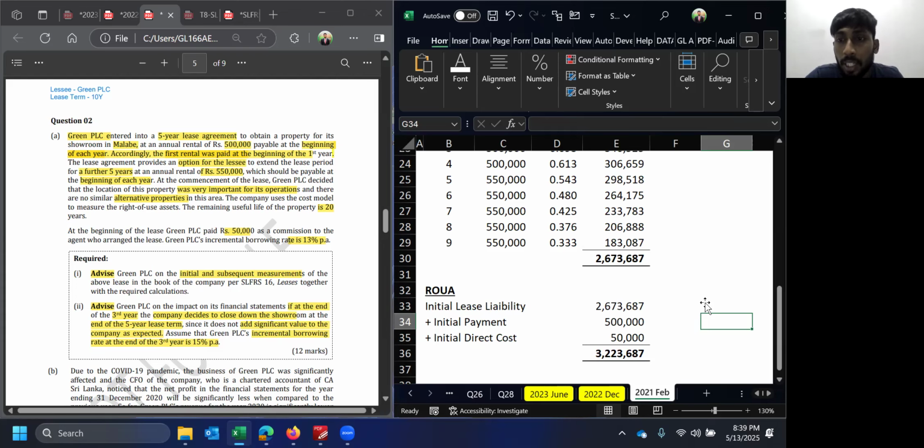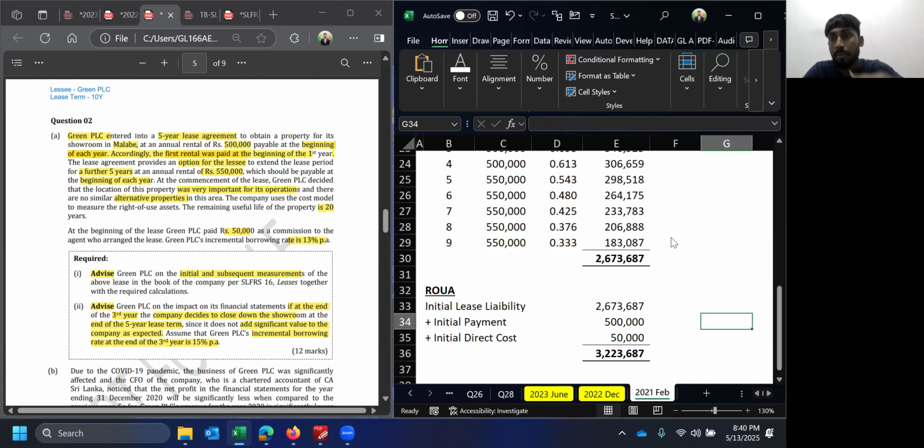Then how do we need to subsequently measure? Now we need to show the subsequent measurement. Since the examiner is not explicitly giving the number of years, we need to do the subsequent measurement for the entire period. Or else you can write it and then calculate the subsequent measurement only for the first 3 years.